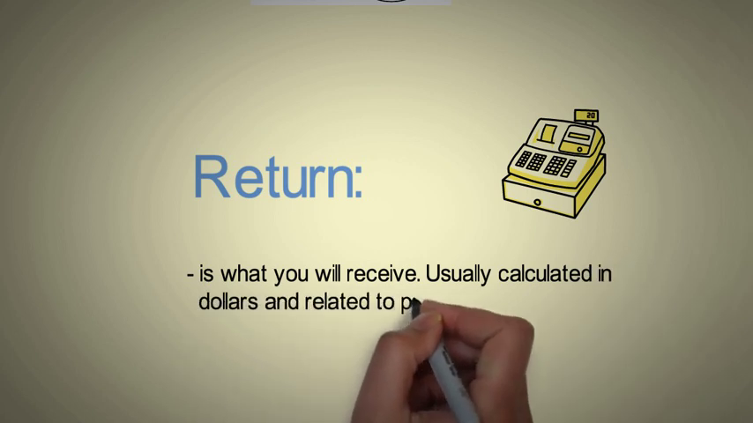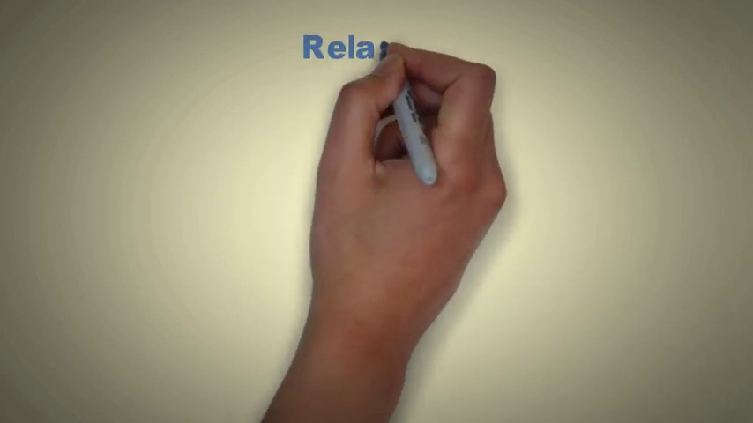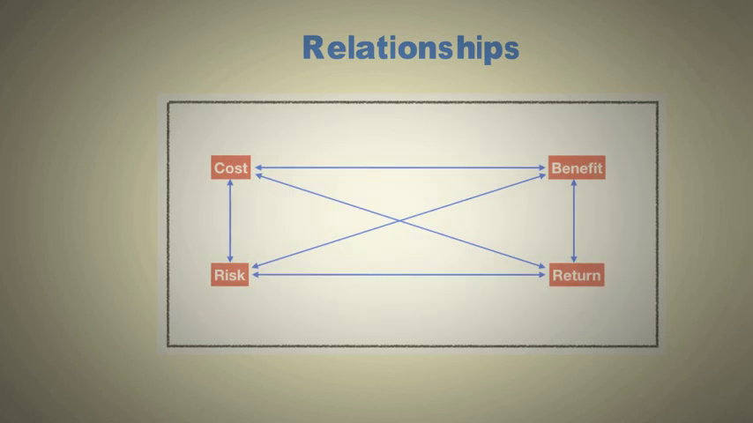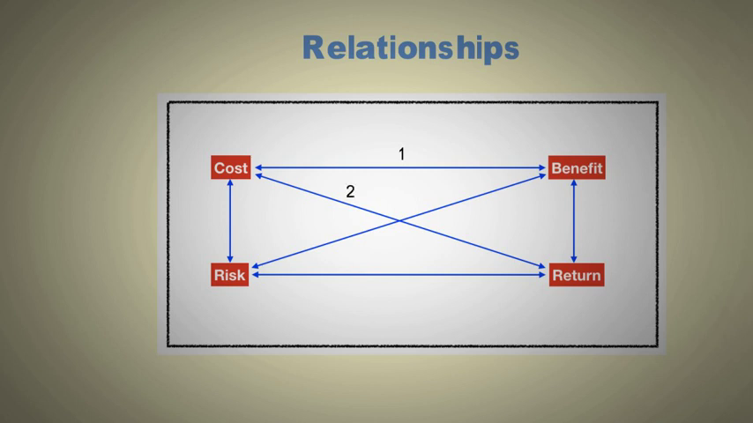There are 6 different relationships represented by the arrows between each word. Number 1, cost-benefit along the top. Number 2, cost-return diagonally. Number 3, cost-risk below. Number 4, benefit-return below. Number 5, benefit-risk diagonally. And number 6, return-risk along the bottom. Let's look at some examples of these relationships.